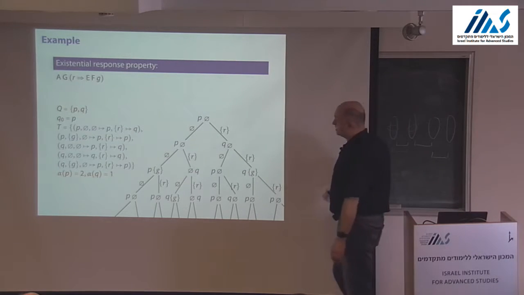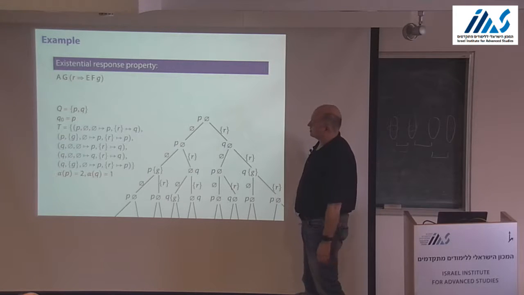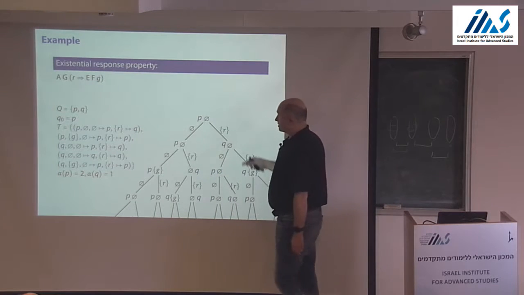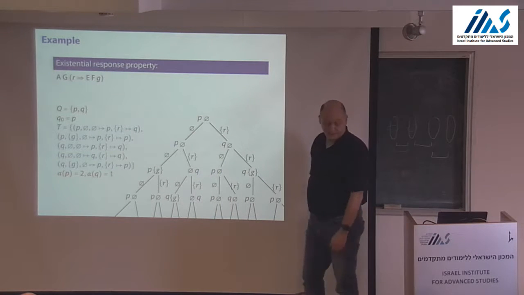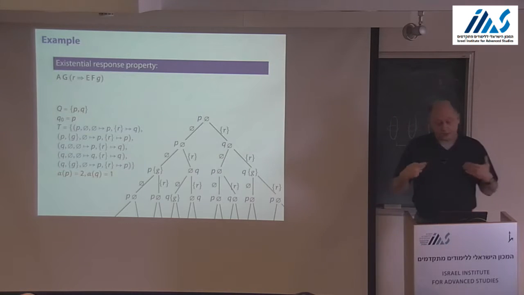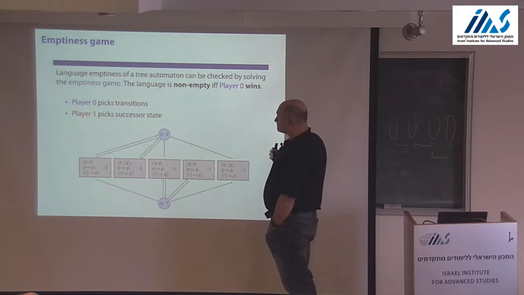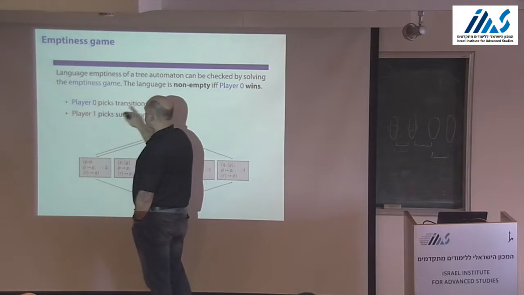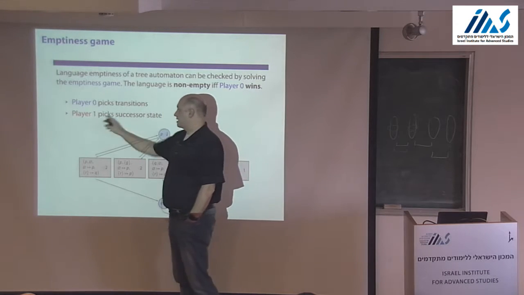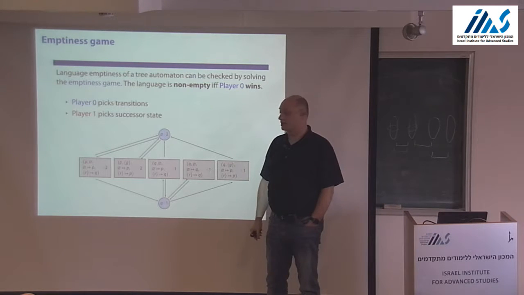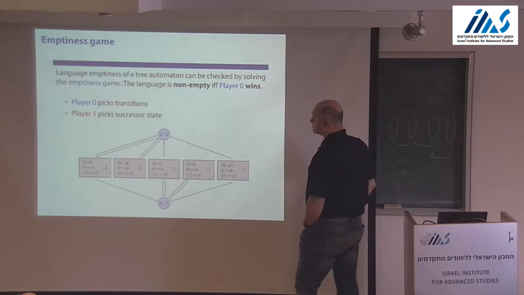The run tree is accepting if on every path the acceptance condition is satisfied, which in the case of parity means that the highest color that occurs infinitely often is even. Now, in order to turn the question whether such an accepting run tree exists into a game, we again have two players. The task of player 0 is to pick the transitions, and the task of player 1 is to pick the direction, or in other words, to pick one of the two successor states that are listed in the transition.